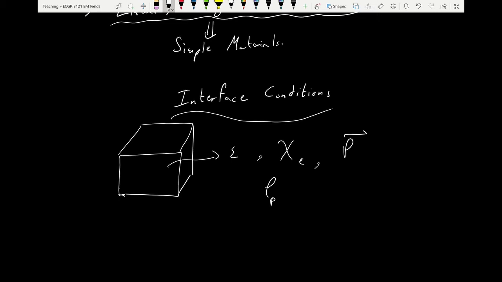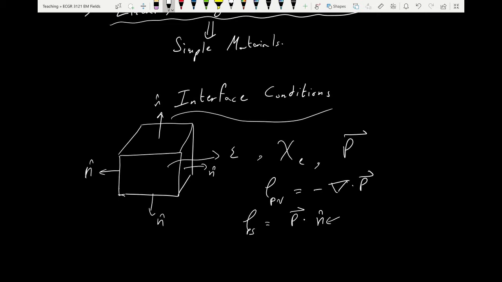Volume charge density due to polarization, which is something like this. Surface charge density due to polarization, rho ps, where n hat is a normal vector at the boundary of the material or medium. Okay. So we covered all those concepts.